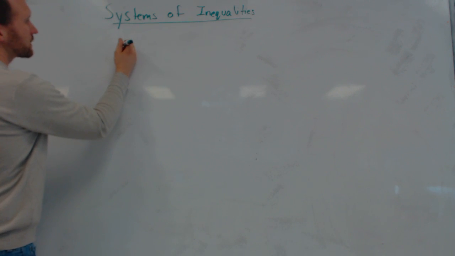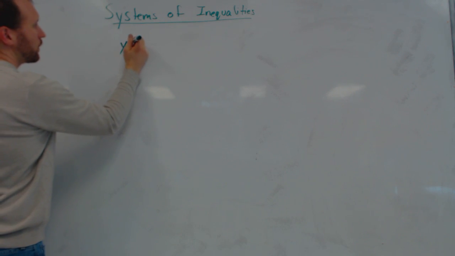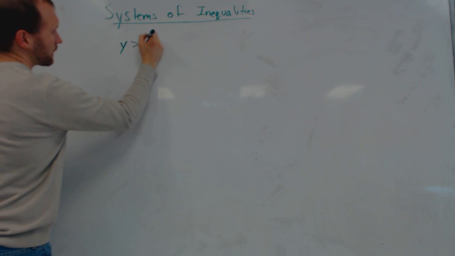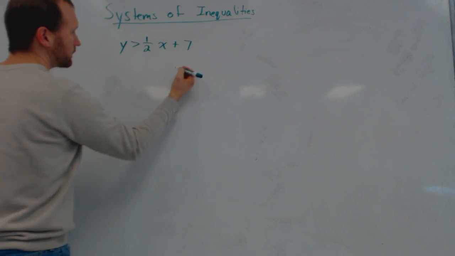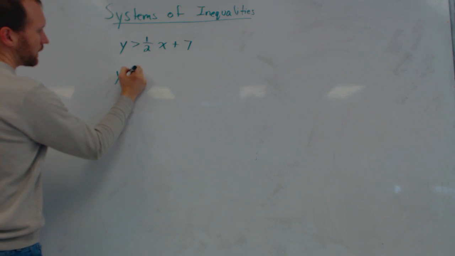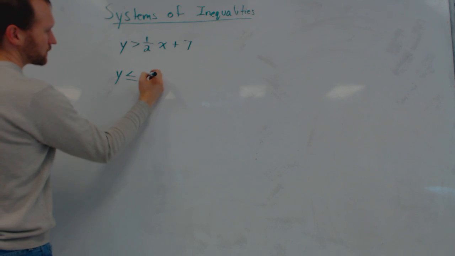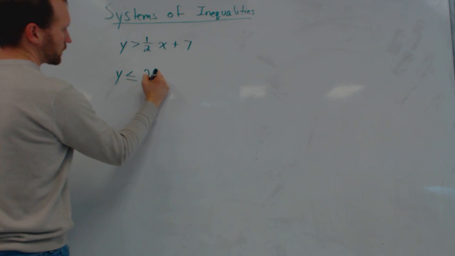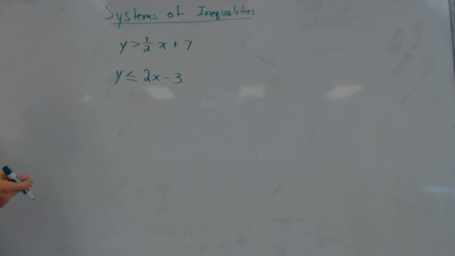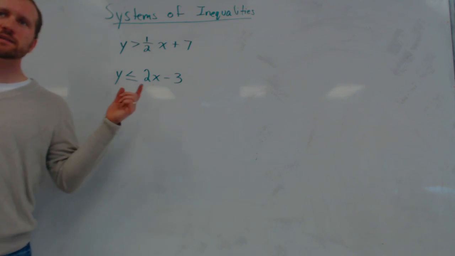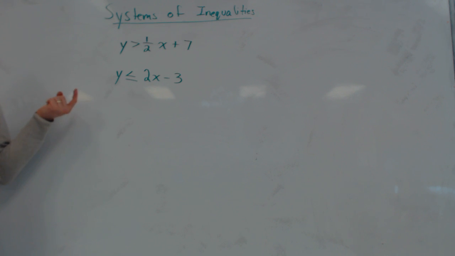A system of inequalities could be something like this. y is greater than 1/2 x plus 7. y is less than or equal to 2x minus 3. So what do we do? Well, we pretend that these just say equals, and we pretend that they're two separate problems. So basically, I just take the first one and I graph it.